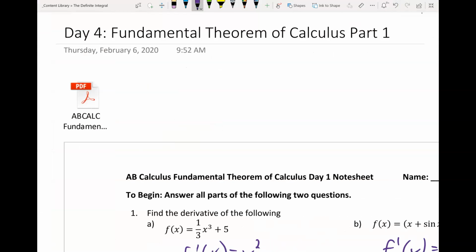Welcome to day 4, and we're going to look at the fundamental theorem of calculus, and this will be part 1 of 2. We're going to start off by doing a review.